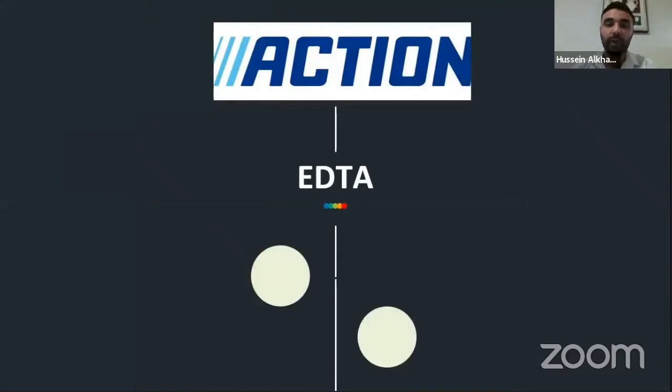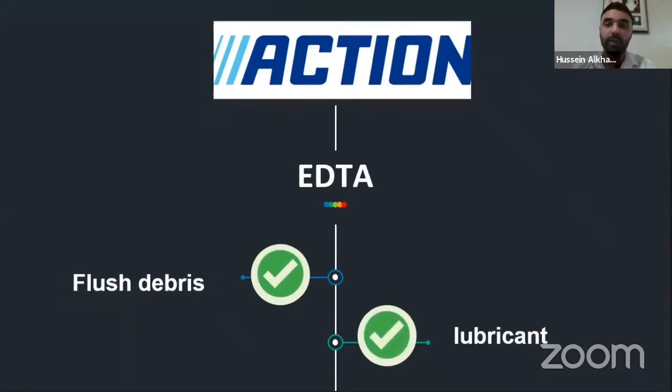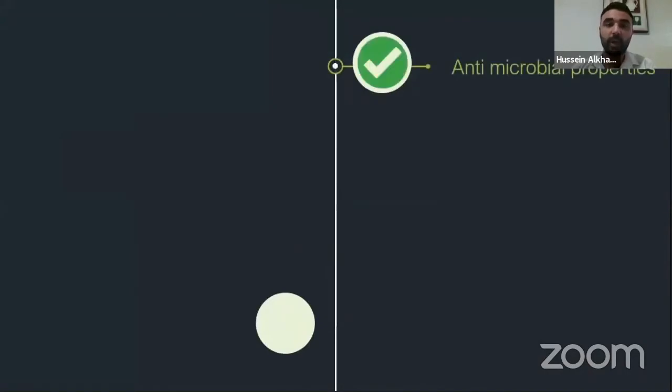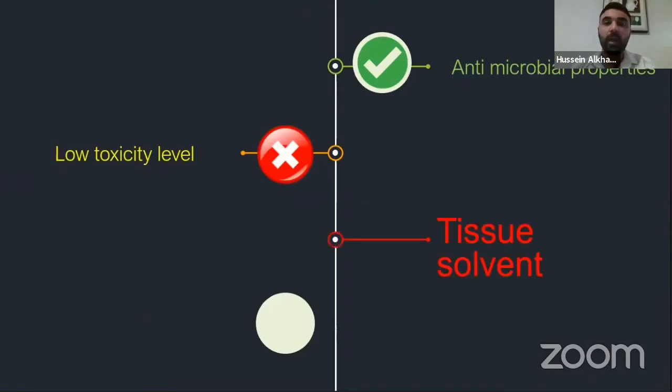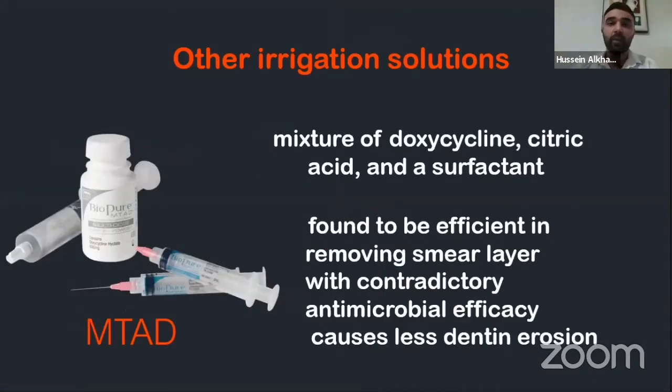The action of EDTA when compared to the ideal irrigation solution: flushing debris is good. Also, it is a good lubricant agent. It possesses some antimicrobial properties. The toxicity level is sometimes high, and tissue dissolving ability is low, but the major action of EDTA is the elimination of the smear layer. Those were the major irrigation solutions.